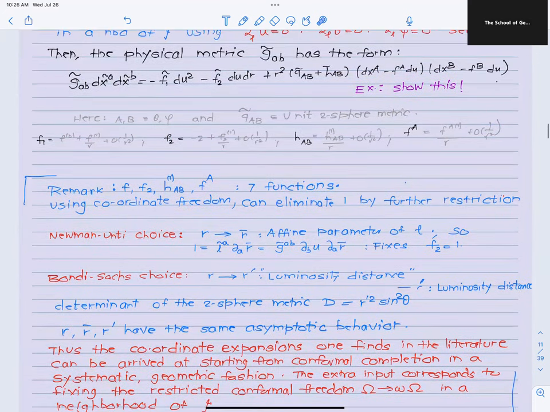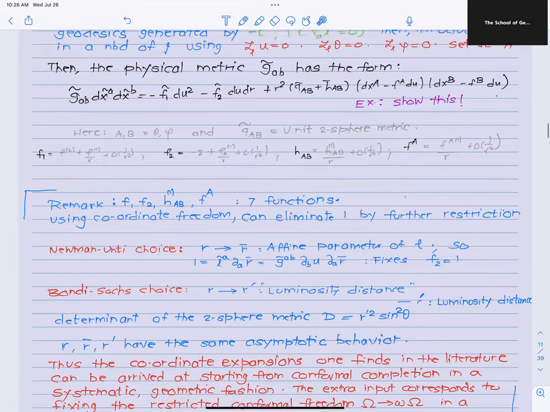Now you can see here that I've got F1, F2, and then these Qs up here. Q is just the unit two-sphere metric. So I've got the H's, which are corrections to these Qs up here. And I also have these F^A's up here. So you can count the number of functions that I've got up here, and you will see that there are 7. Basically, there are 2 here. There are 3 in H_AB, because capital A, B refers to angular coordinates. So I've got 3 here, so there are 5. And F^A is again an angular index, and therefore there are 7 up here.